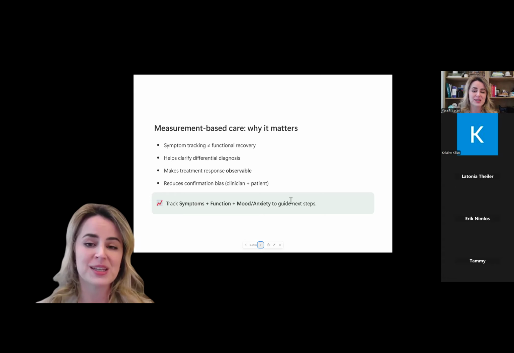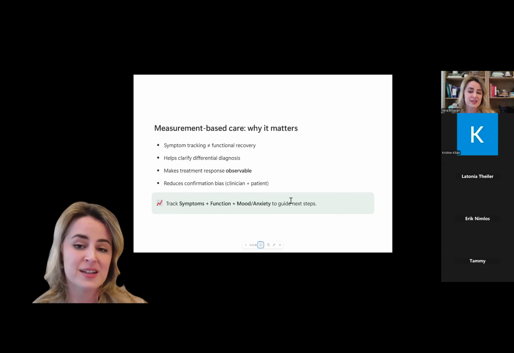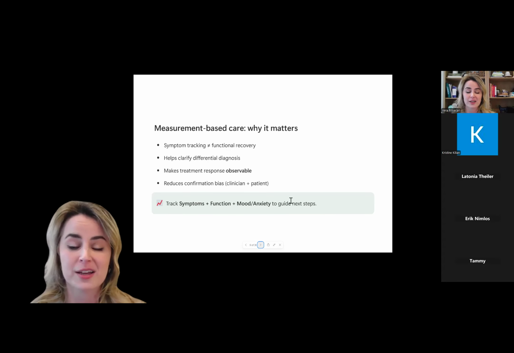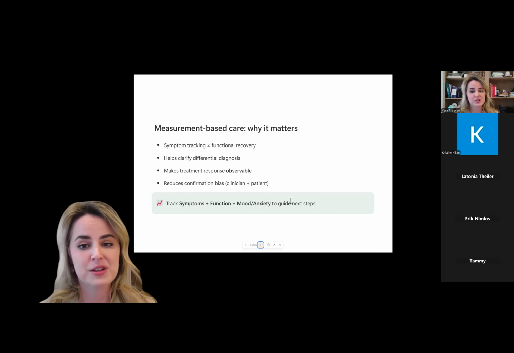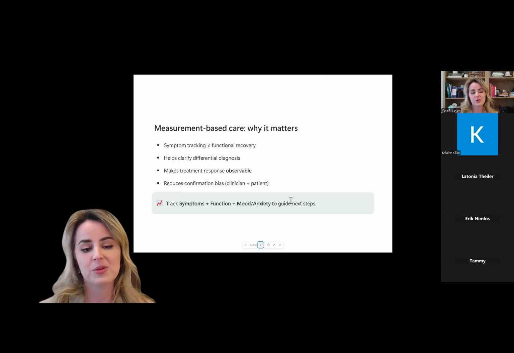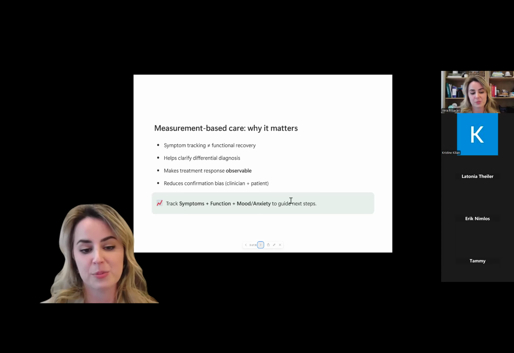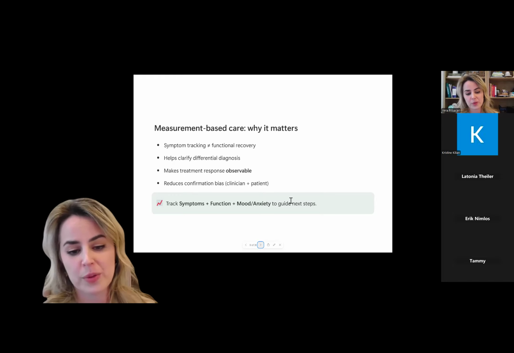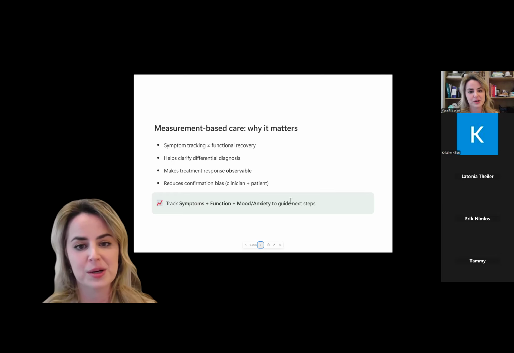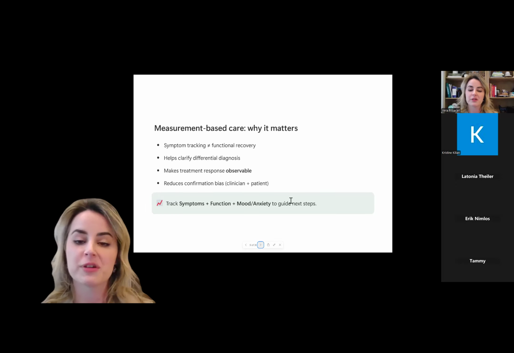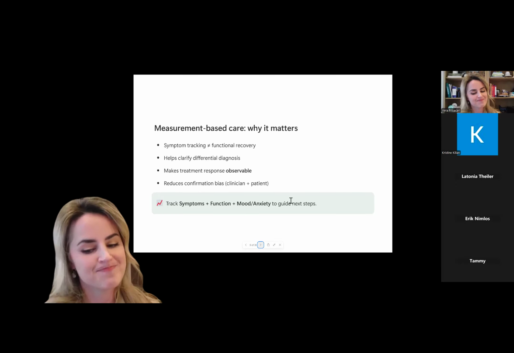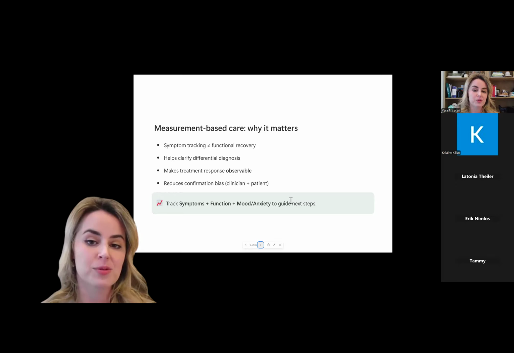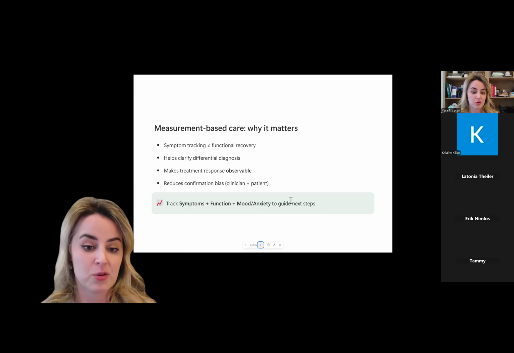And measurement-based care allows us a proxy so that we can track it over time too. So it's essentially a questionnaire, a form, some kind of a scale, so that we track the progress. It makes it observable. It also makes us less likely to have that confirmation bias where the clinician and the patient can just say, yeah, I think I'm feeling better. I'm 100%. Hmm, let's really look through each of the categories.